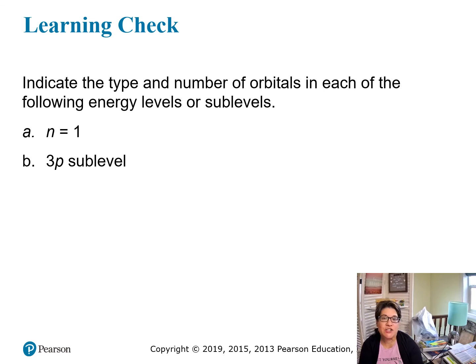So you get this learning check. Indicate the type and number of orbitals in each of the following energy levels or sublevels. n equals 1 and the 3p sublevel.